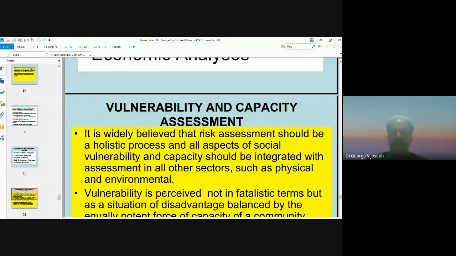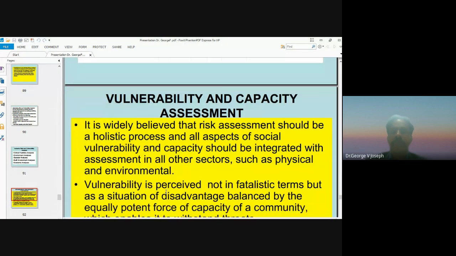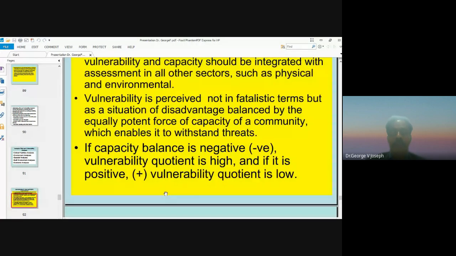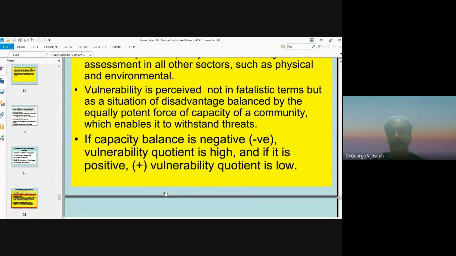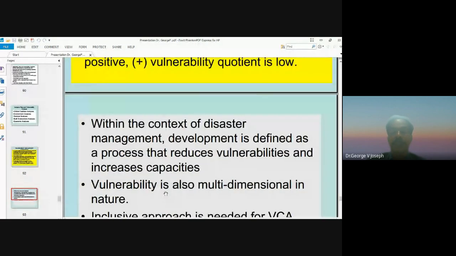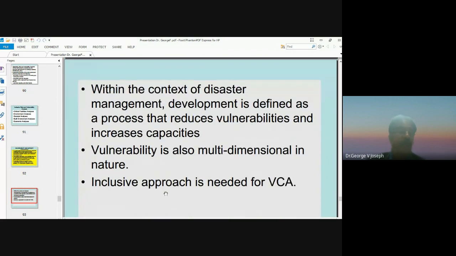Again, there is a relationship between vulnerability and capacity. As you increase your capacities, your vulnerability can be reduced. If the capacity balance is negative, the vulnerability quotient is high. And if it is positive, the vulnerability quotient is low. So depending on the capacity, the vulnerability can be reduced. Within the context of disaster management, development is defined as a process that reduces vulnerabilities and increases the capabilities.